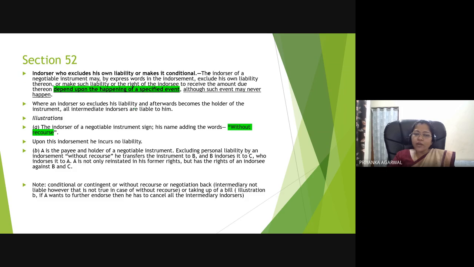So in order to avoid that scenario, any kind of liability, because if that instrument becomes dishonored, then whoever are the intermediaries will all be liable for that. Correct. So this section is saying that an endorsement is also possible wherein the holder can exclude his own liability. Okay, and whenever a person excludes his own liability, that is called an endorsement without recourse.